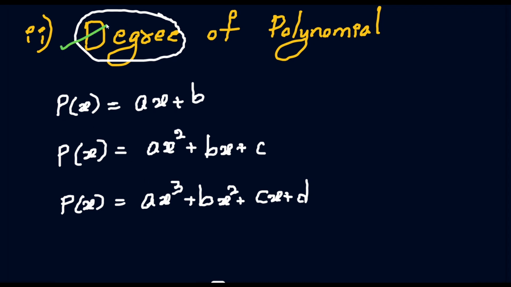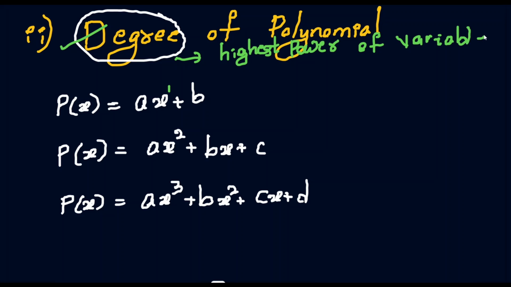Degree is nothing but the highest power in the polynomial. So what is the highest power here? Since nothing is there, we cannot consider it as x power 0. Here x is there, so the highest power is 1, right? So the degree of the polynomial is 1. So what is degree? Degree is nothing but the highest power of the variable. The highest power of the variable is known as the degree of the polynomial. So here, the degree is equal to 1.